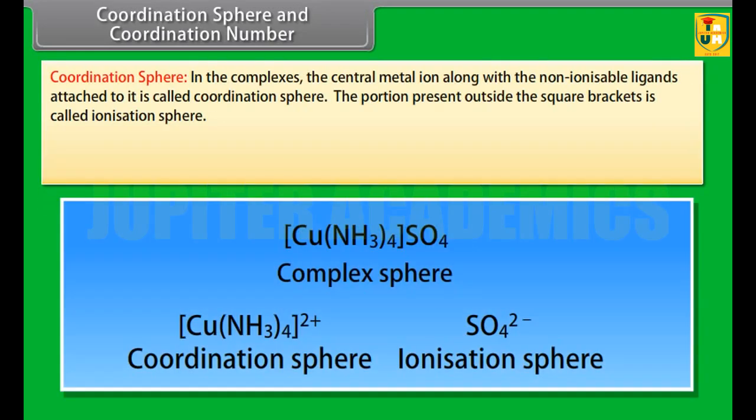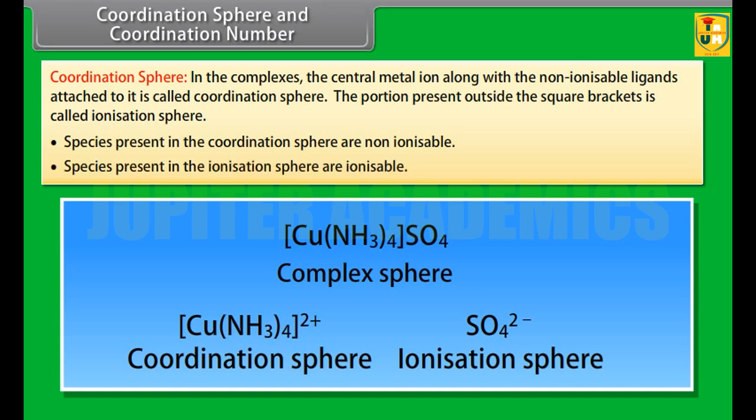Coordination sphere and coordination number. Coordination sphere. In the complexes, the central metal ion along with the non-ionizable ligands attached to it is called coordination sphere. The portion present outside the square brackets is called ionization sphere. Species present in the coordination sphere are non-ionizable.